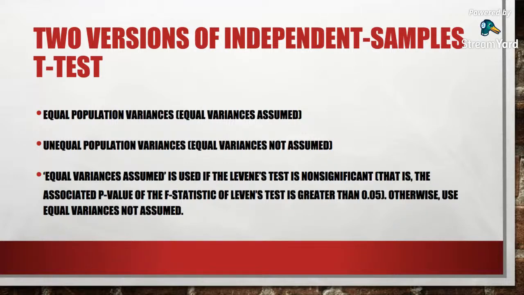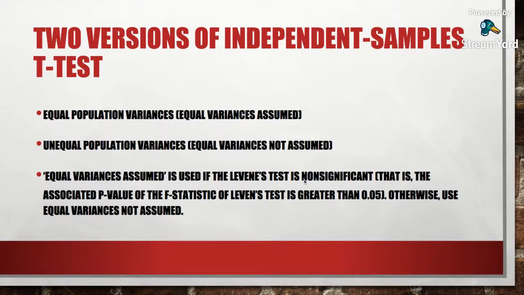So, equal variances assumed is used if the Levene's test is non-significant. The Levene's test is also returned when you perform the t-test. You just have to tick a box in the options section later on for you to be able to compute or to make use of your Levene's test. Again, we use the equal variances assumed if the Levene's test is non-significant.